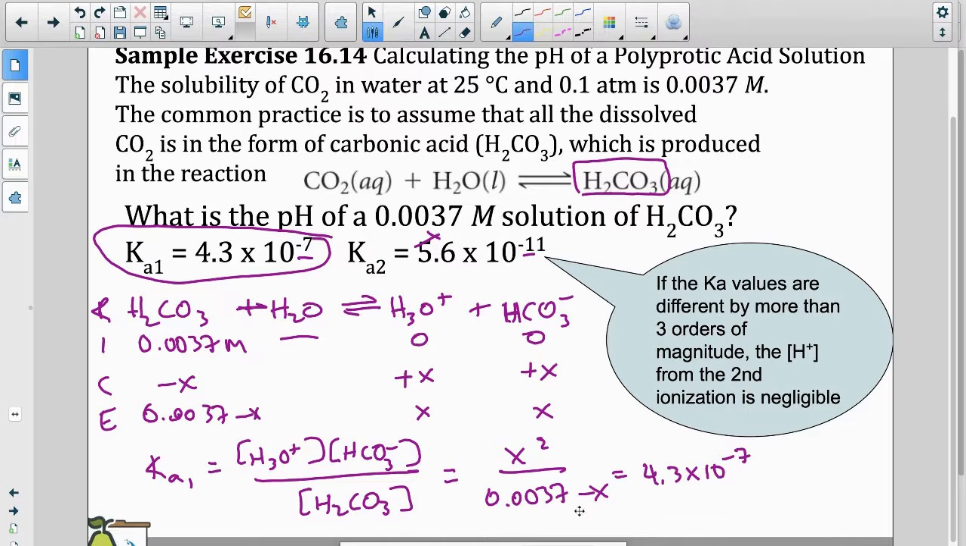And so we can solve for x, and we can neglect x in the denominator. It's more than 3 orders of magnitude different. So x turns out to be 4.0 times 10 to the minus 5. And that's our H3O plus. So our pH is equal to 4.40, the minus log of this.